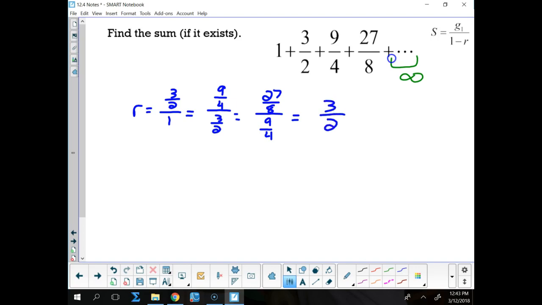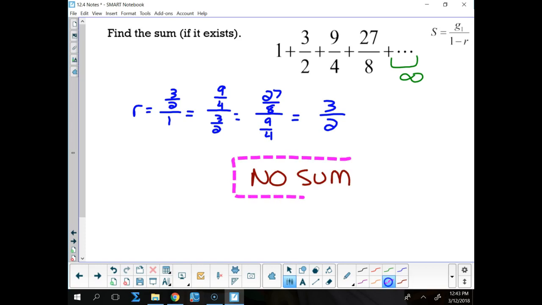Is that good or is that bad? Why is it bad? So what's my sum? No. So we say no sum, or sum does not exist. Do not say infinity. Why?